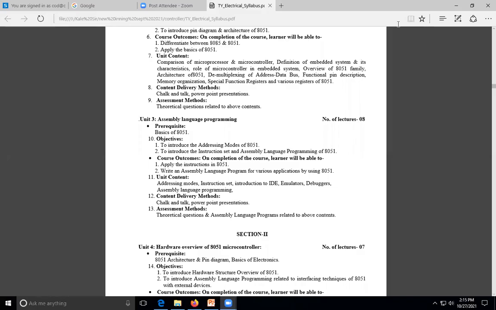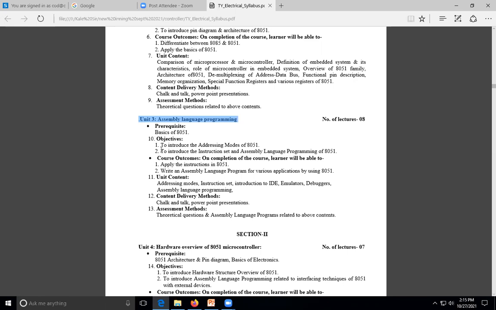Okay, we will discuss the syllabus first and then go to the PPTs. The first two units we have already discussed. This is the third unit, and its name is assembly language programming. It's very important. All the simple programming we discuss here.